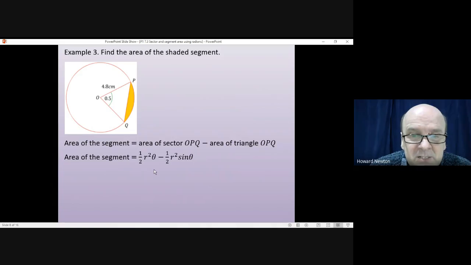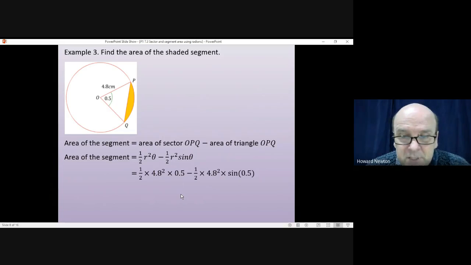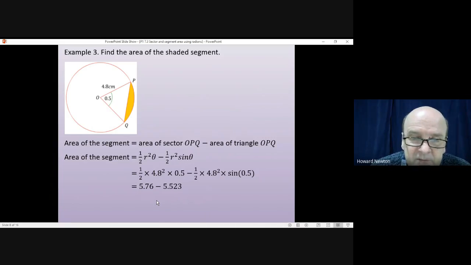The area of the sector is a half r squared theta. The area of the triangle is also a half r squared. It's a half AB, but A and B are both the radius, so you get a half r squared times by sine theta. Putting in the numbers gives us that, and from here on it is really just a calculator question. That simplifies to 5.76, take away 5.523, which gives us an area of 0.237 centimeters squared for the segment.